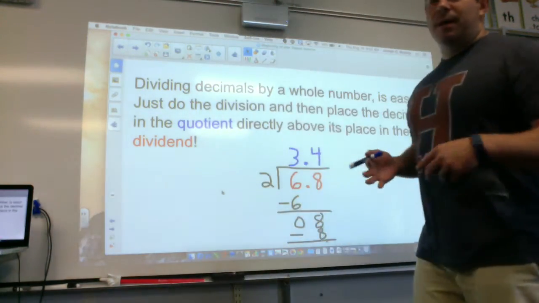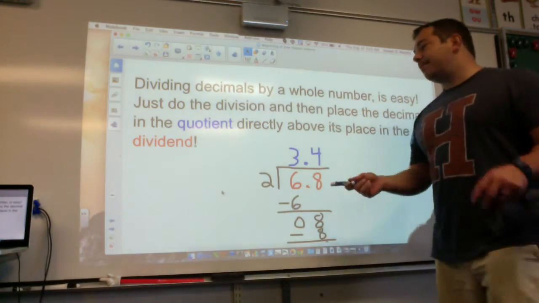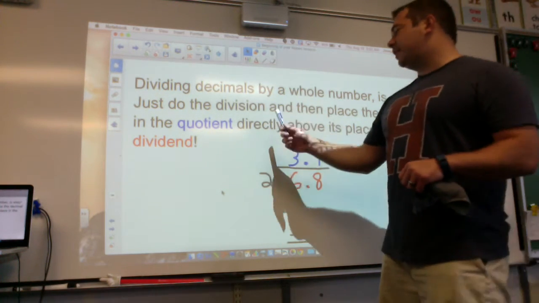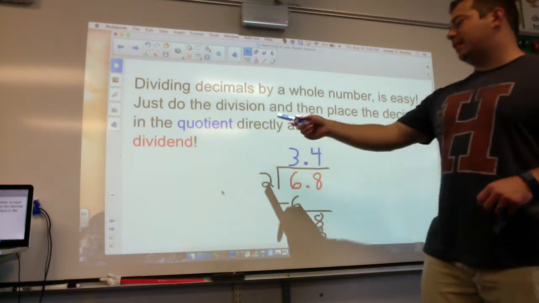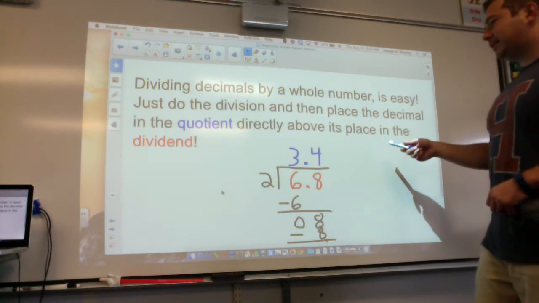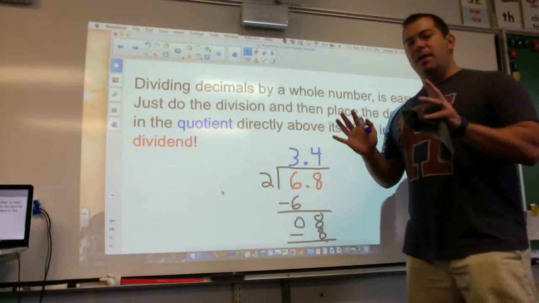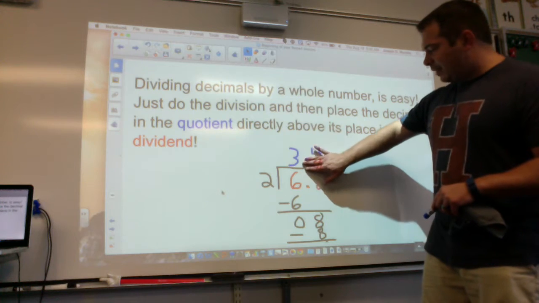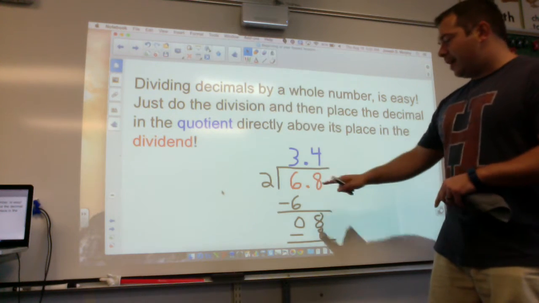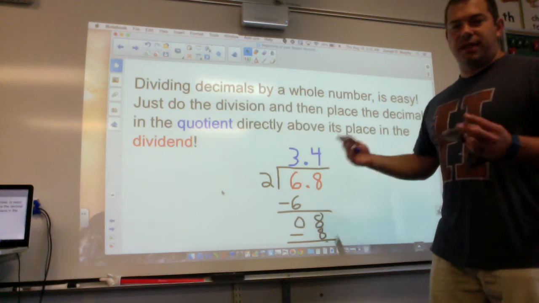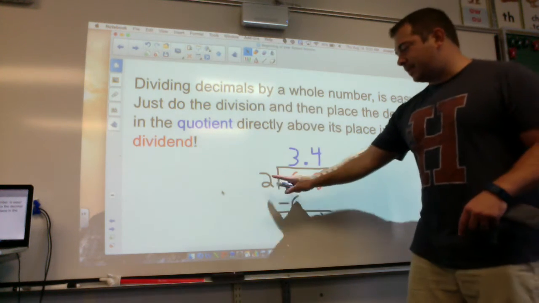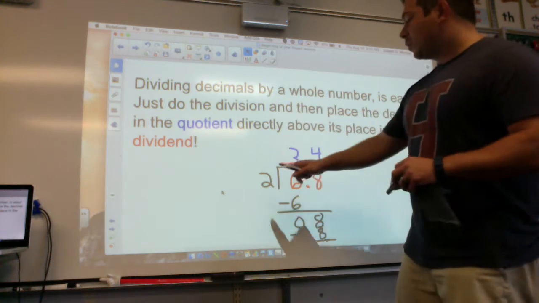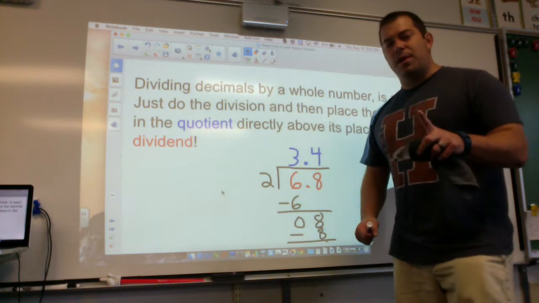Alright, so here's something you might want to take notes on. Maybe, maybe not. But it says dividing decimals by a whole number is easy. Just do the division and then place the decimal in the quotient directly above its place in the dividend. Now that sounds like a mouthful. Basically, when you're dividing a decimal by a whole number, you can kind of ignore this decimal and just bring it up first. It's up to you. But that's because this is a whole number. In the next lesson, we're going to have a decimal over here and it's going to make it a little bit more complicated.